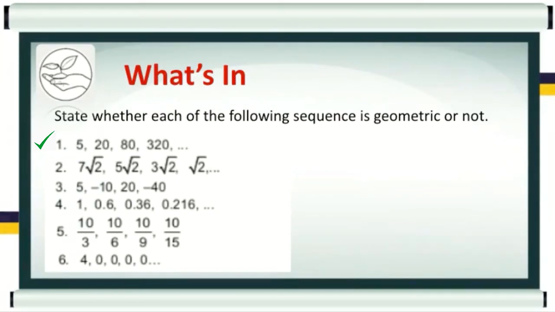How about Jessamay Gopit? Number 2. Is it geometric or not? Is Jessa there? Karil Tuason, is Karil around? Number 2. Is it a geometric or not? No, sir. Why?